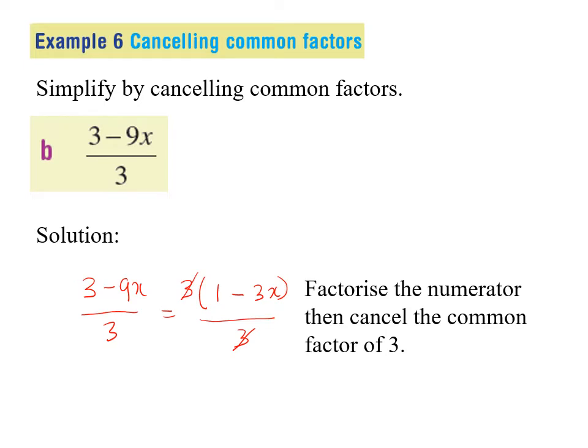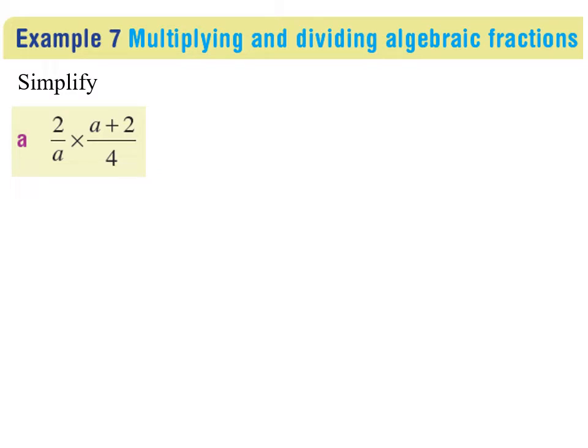Now, some people make this mistake: they cancel this 3 and that 3 and they say that's done. This is a no-no. You should not do that. It is not right. So let's delete that. That will give you 1 minus 3x. So factorize the numerator and then cancel the common factor of 3. Good job. Next one.